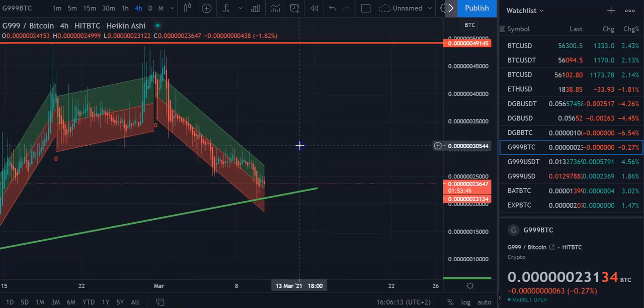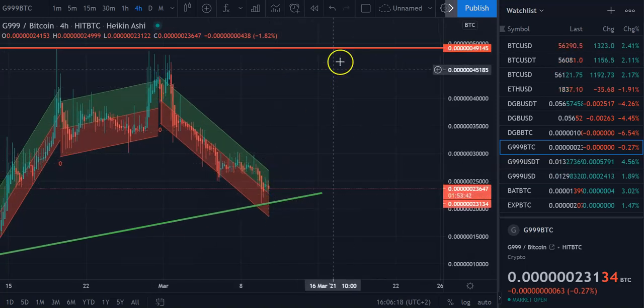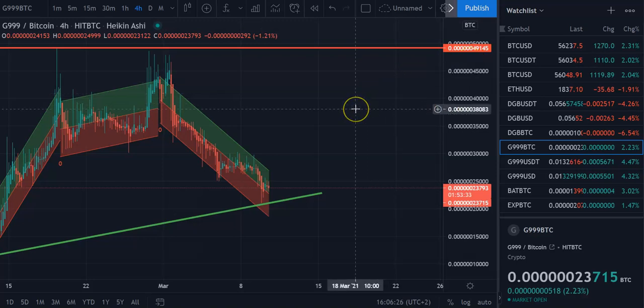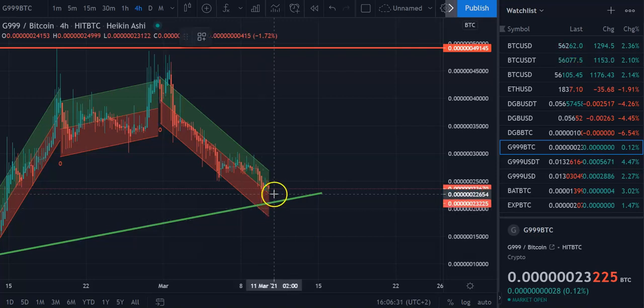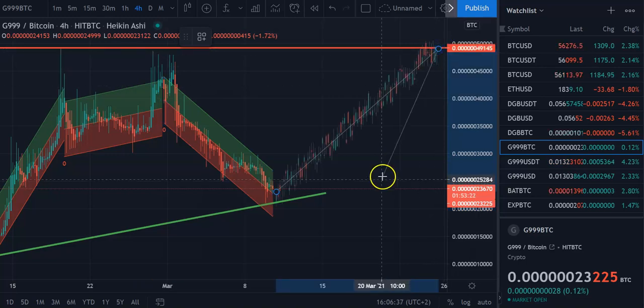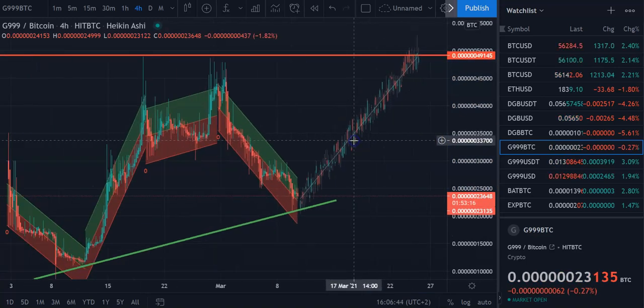And then if we can hold this, we might be able to see the price go up and come and retest the all-time high, which is up here at around 49 satoshis, which should be a good thing. We can just say maybe if we tried something like this, we could see this type of movement in the price over the next month or so, and that would be a good thing.